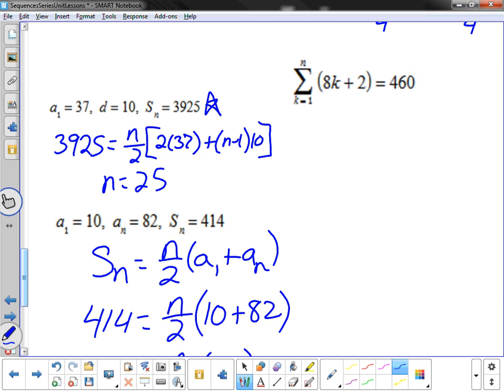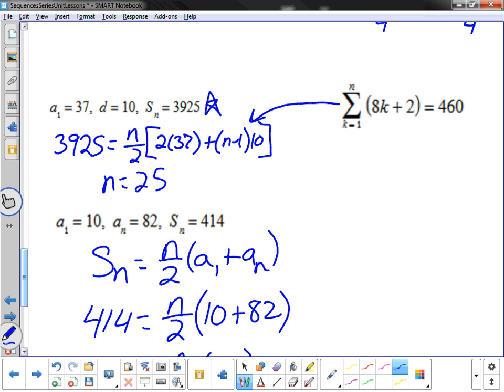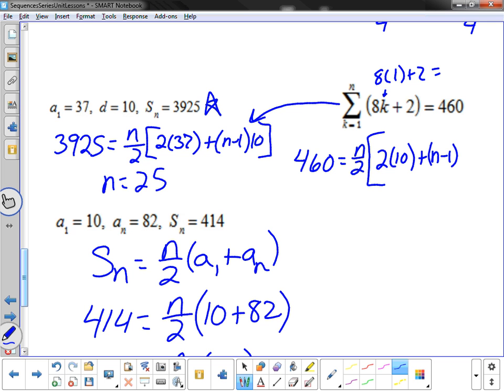Okay, last problem. The way we did it when we were trying to find the sum is we went ahead and put the n in and we found the last term. So this one here, you're going to want to do using this method. We know the 460 equals n over 2 bracket. So if I put a 1 in for the k, I get 8 times 1 plus 2, and that gives me 8 plus 2 is 10. So my first term is 10 plus n minus 1 times my common difference. Okay, so now I better figure out my common difference. 8 times 2 plus 2 gives me 16, plus 2 is 18. So my common difference is 8.